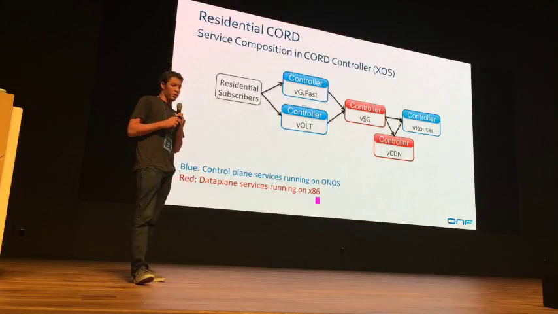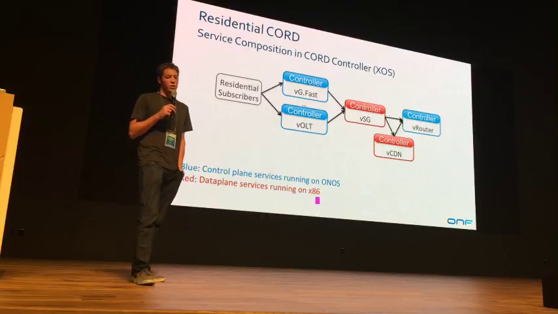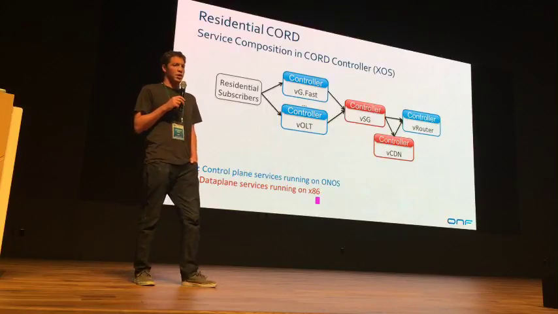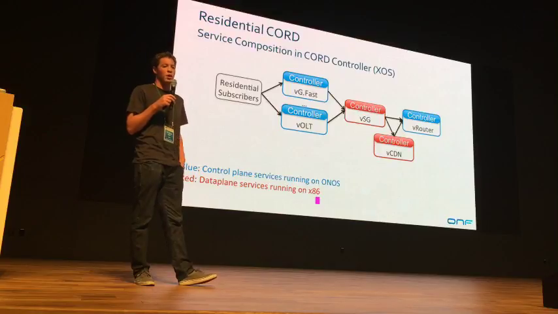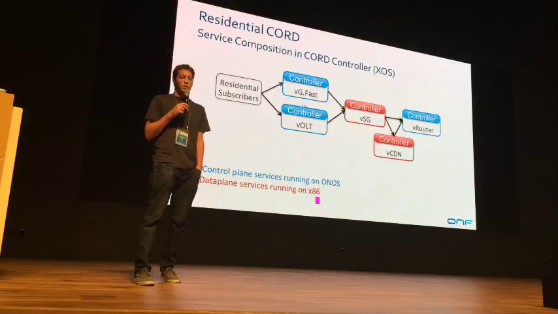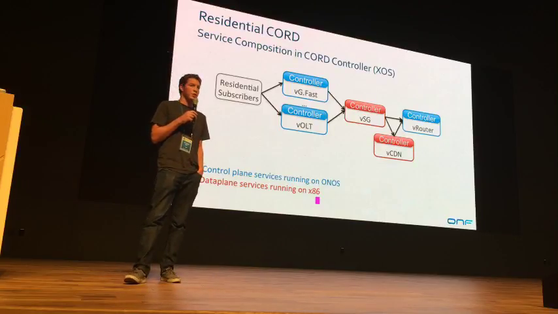And one of the key points here is that we can combine seamlessly control plane services and data plane services. The blue services that we see in the diagram are control plane services that run on top of ONOS, and the red services are data plane services which run as VNFs on the compute infrastructure.